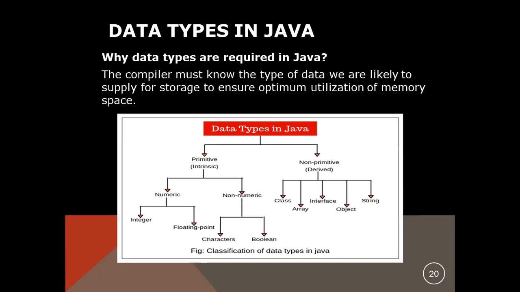Now, data types are basically of two types, primitive and non-primitive. Primitive can again be classified into numeric and non-numeric. In numeric, we have integer and float, whereas in non-numeric, we have character and boolean. And non-primitive data types include various other types like class, array, interface, object, string, etc. In detail, we are going to learn about both primitive and non-primitive data types.